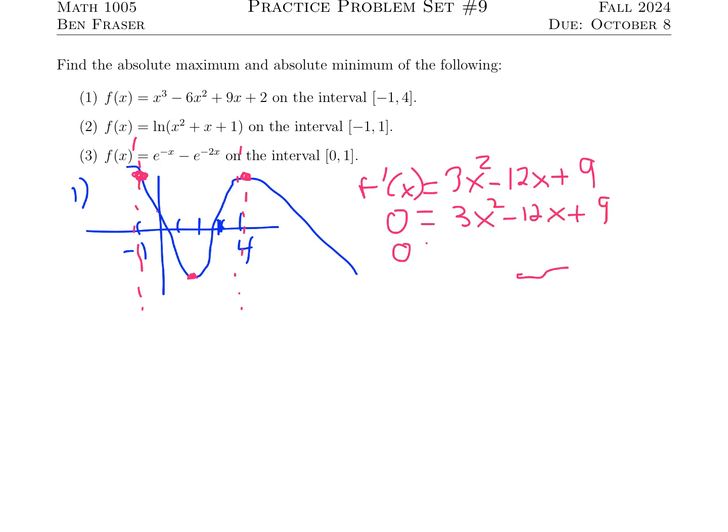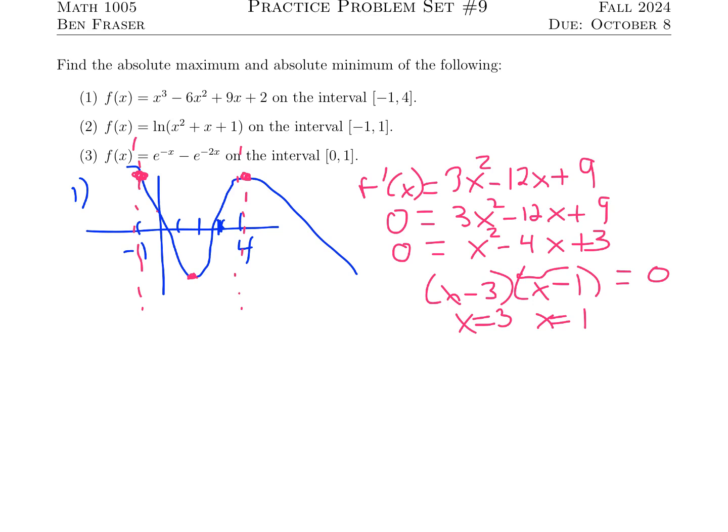I'm going to divide everything by 3 because that's a common factor here. And then I'm going to try to solve it by factoring. So if I have x minus 3, x minus 1 for my factors, then x equals 3 and x equals 1. Okay, so I got those factors from breaking down 3 into two numbers that multiply to make 3, and only 3 and 1 would work there.